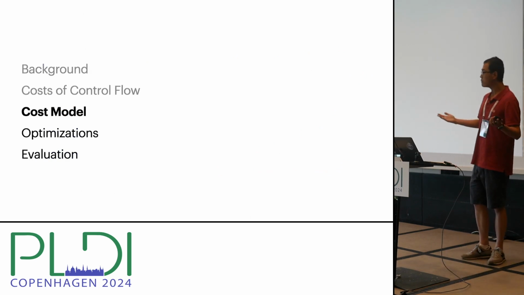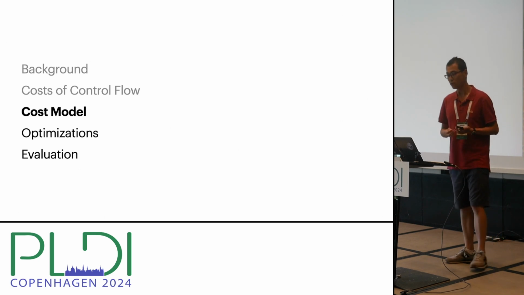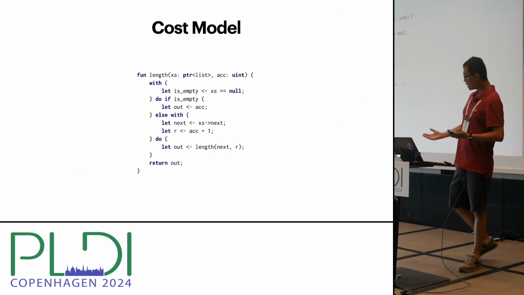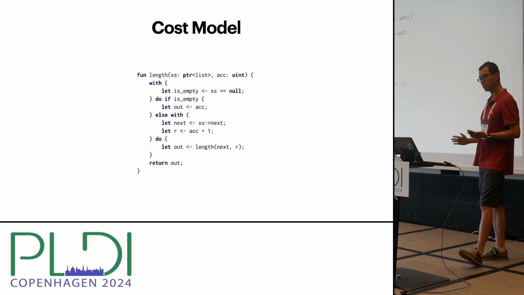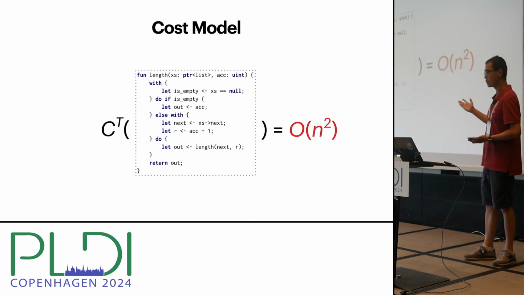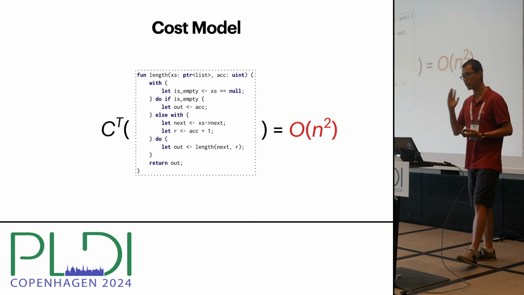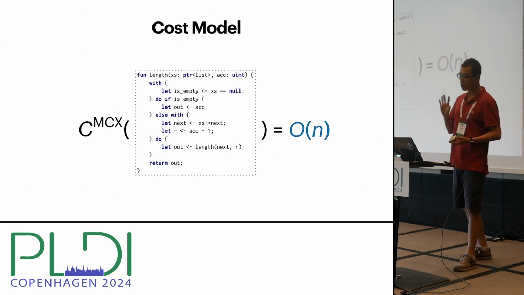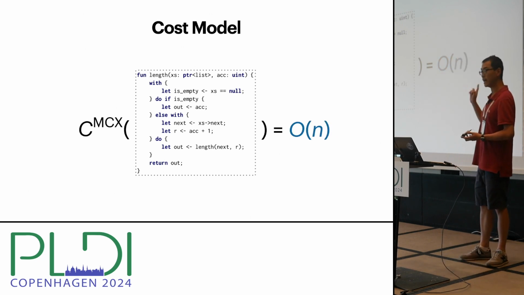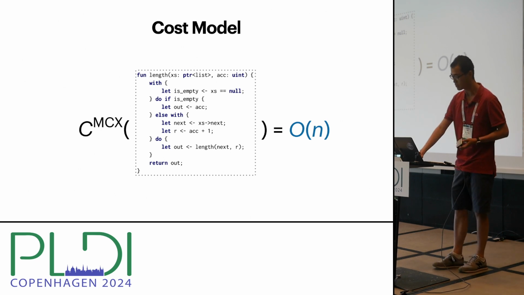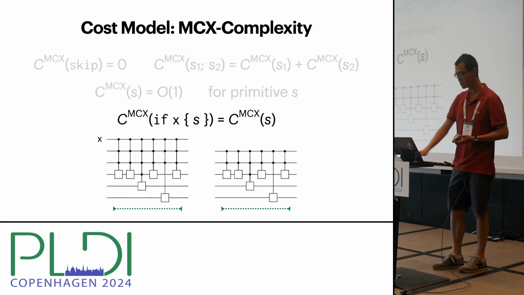Cool. So now that we have a better understanding of the cost of control flow, let's see how we can help the developer reason about it through our cost model. The idea here is that we want to be able to take the syntax of a program and produce a function that just computes its T complexity, right? It tells us that the way that it should scale on the error-corrected device is O of n squared. To do this, it turns out that we're also going to want to define a function for the MCX complexity, or the number of MCX gates to which the program compiles. Let's study this simpler case first.